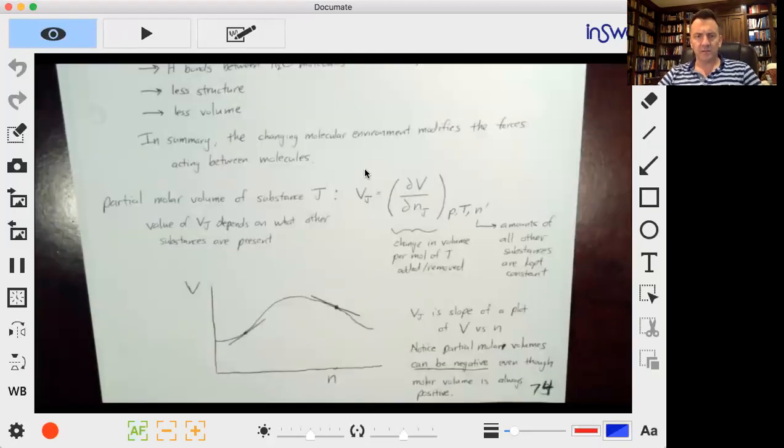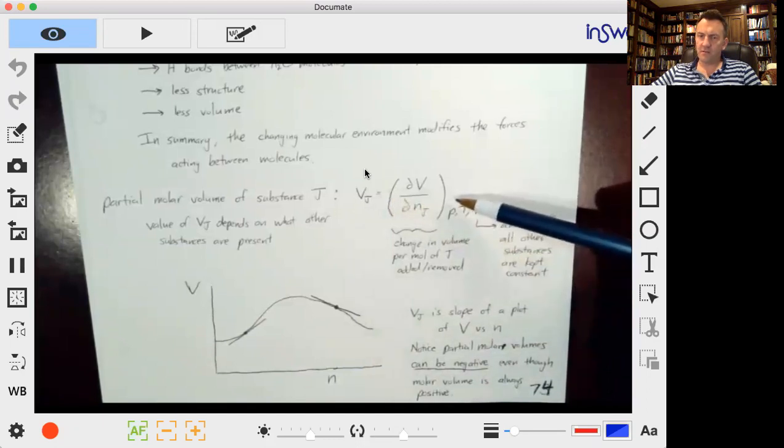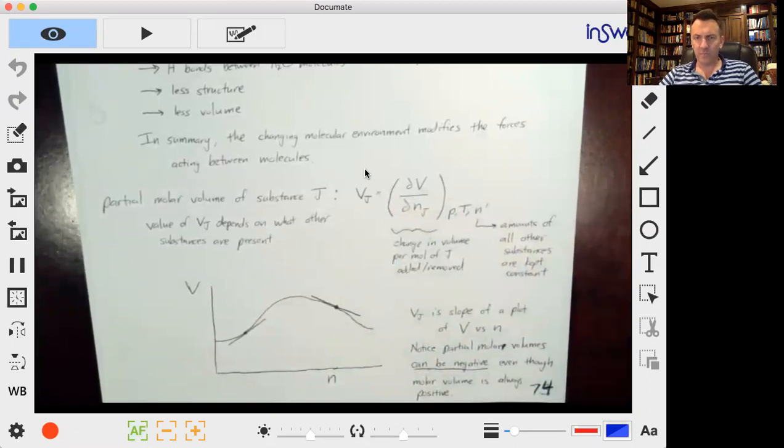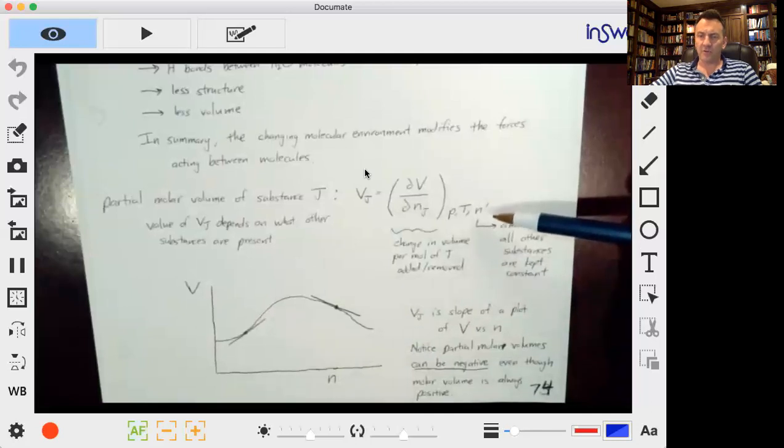Okay, skipping ahead a little bit, let's talk about the definition of partial molar volume. For a substance J, the partial molar volume is defined to be the derivative of V with respect to Nj. That's the change in volume per mole of substance J that we add or remove. And when we do this, we're keeping the pressure constant and the temperature constant. The N prime means that we're keeping the amounts of all other substances in the mixture also constant.